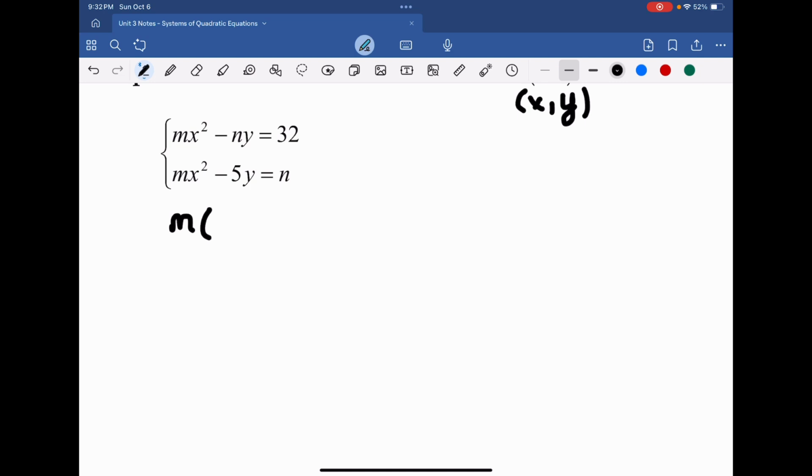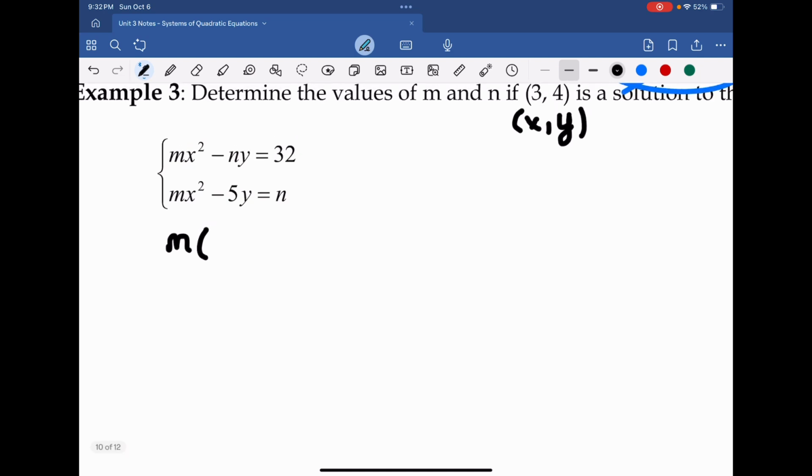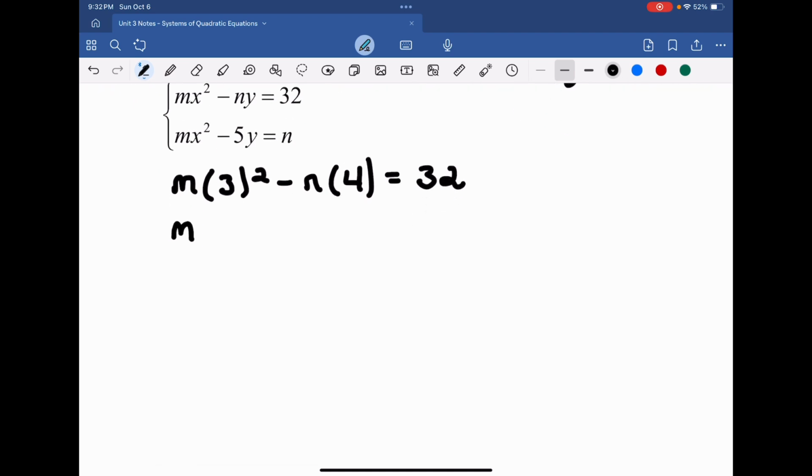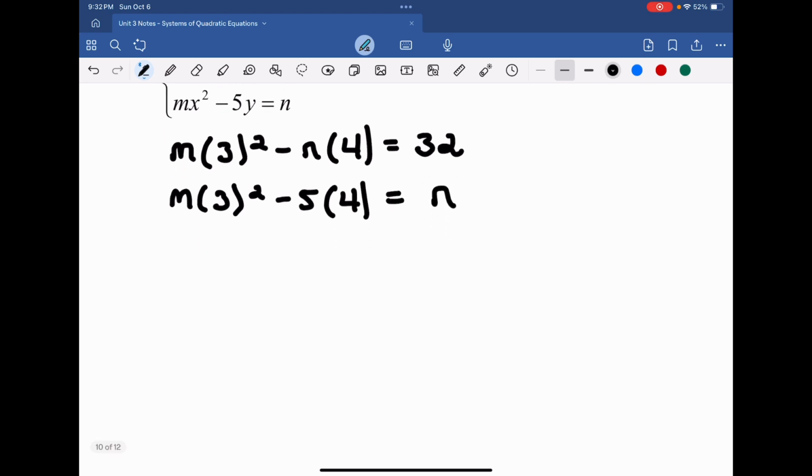What I'm going to do is write this as m multiplied by the x value, which was 3, all squared, minus the n value, which was just n, we don't know it yet, times the 4, which is the y value, is equal to 32. Our second equation, we're going to get m times 3 squared minus 5 times the y value, which was 4, is equal to n.